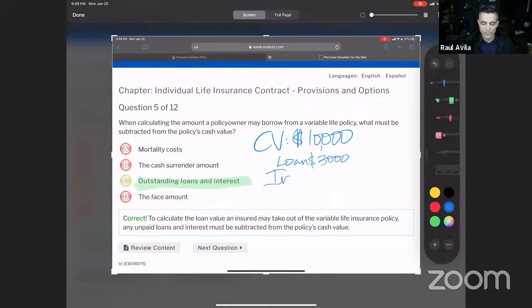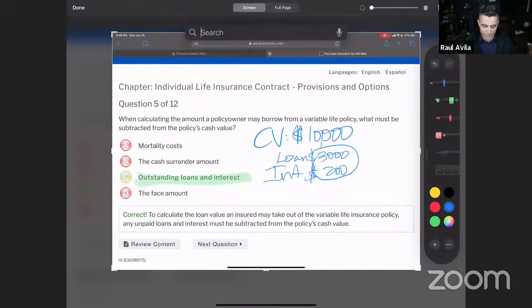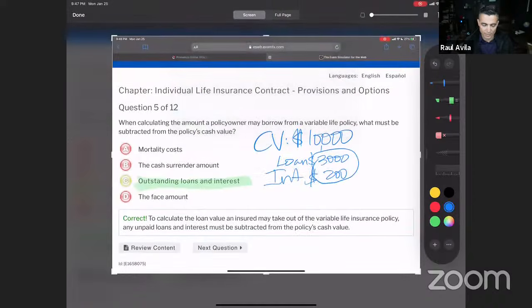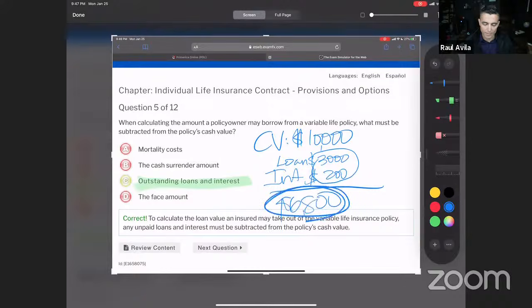And he owes interest of $200. So these two is 3,200 minus $10,000, right? So 3,200 minus 10,000 is 6,800. So what's available for cash for loan? 6,800. That's how much money is available for loan, right?